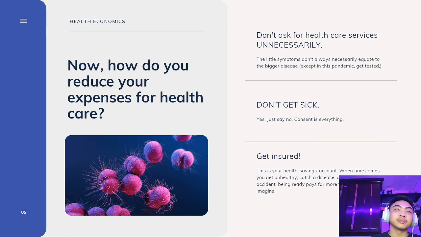So lastly, get insured. This is your health savings account. When time comes, you get unhealthy, catch a disease, or even get into an accident, being ready pays far more than you could ever imagine. So the thing is, kung Pinoy ka, and if you're working, try to get insured by PhilHealth or other insurance companies. Because you'll know when the time comes, the things you sow, you shall also reap.